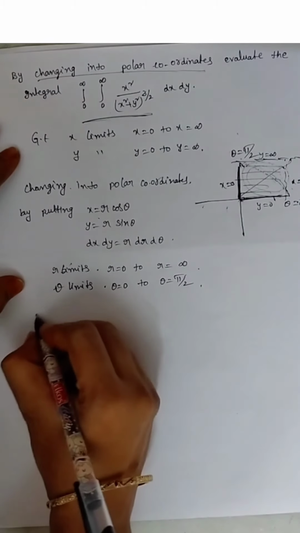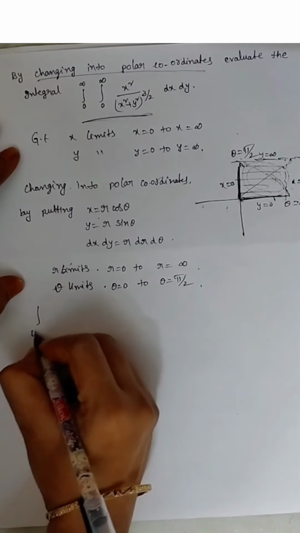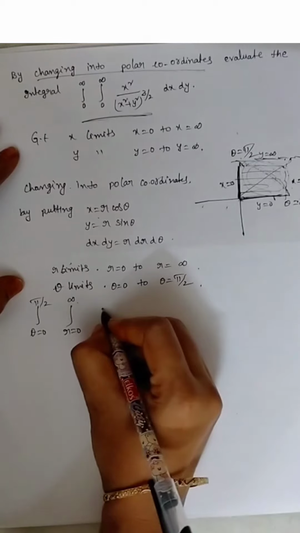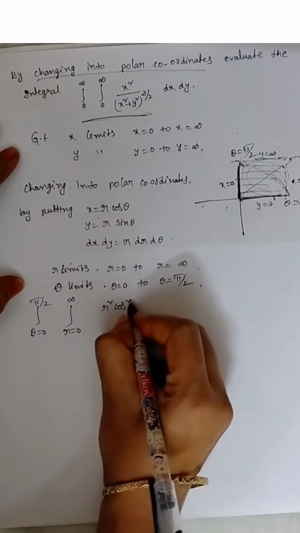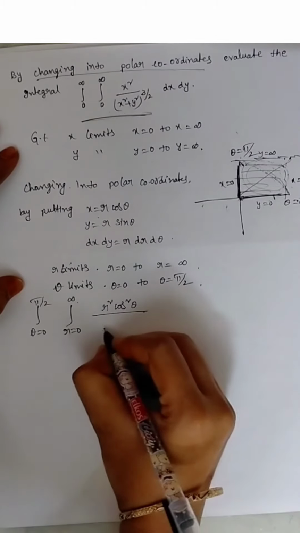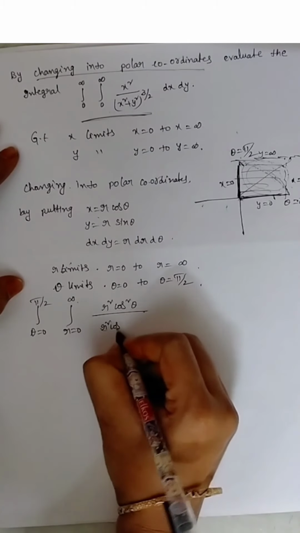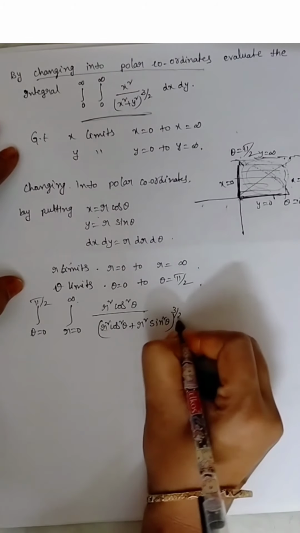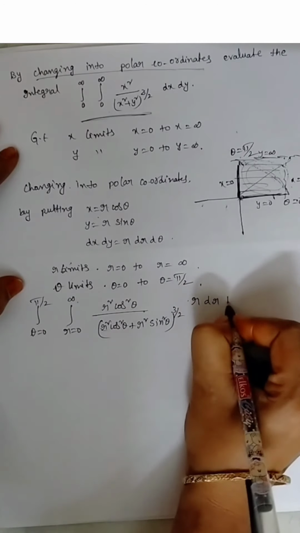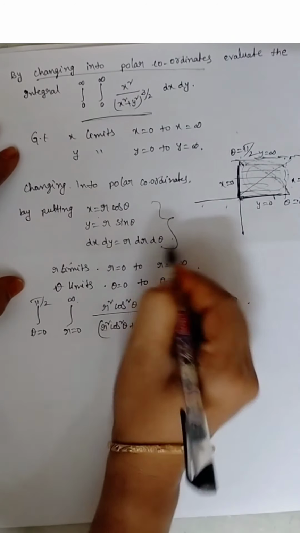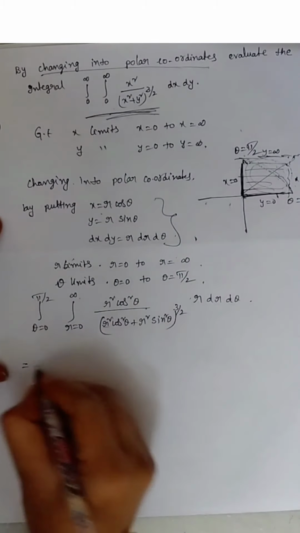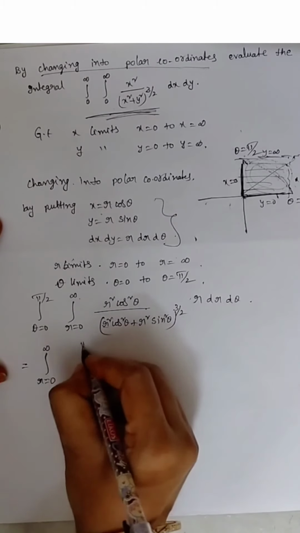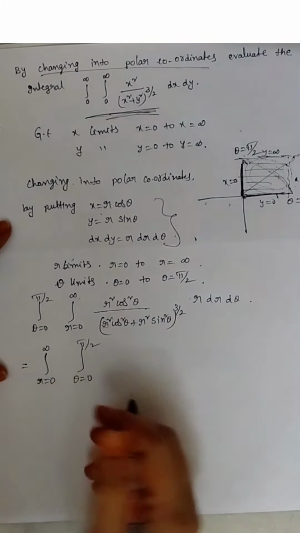Now we find the integration. Integral theta equals 0 to pi by 2, integral r equals 0 to infinity, x square means r square cos square theta by (r square cos square theta plus r square sin square theta) whole power 3 by 2. dx dy means r dr d theta. I substitute these values in the given function. First I am going to integrate with respect to theta. I am interchanging the integration limits because both are constant limits. You can do any order.